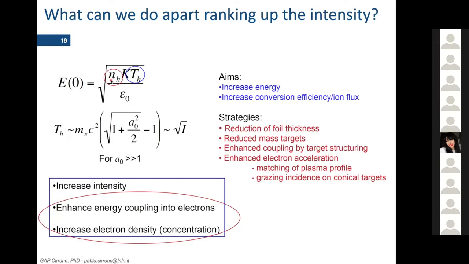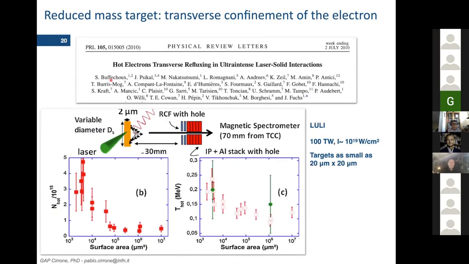There are different strategies. In general, what we have to do is try to enhance the coupling between the energy that is transported by the laser to the electrons, to improve this efficiency. And try to improve this electron density concentration in order to improve the efficiency of the process. And there are many studies. I prepared three slides just to give a feedback of what people do in this field to improve this acceleration technique. I just reported three, but there is a very huge literature on this.